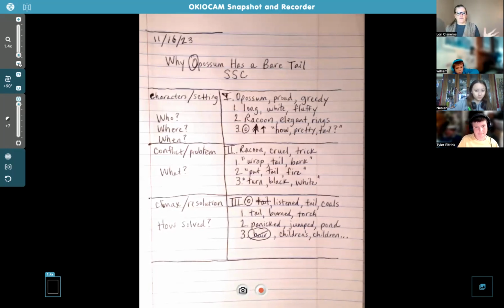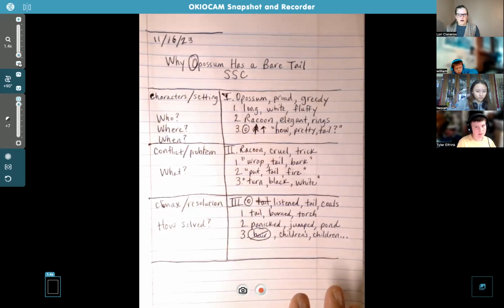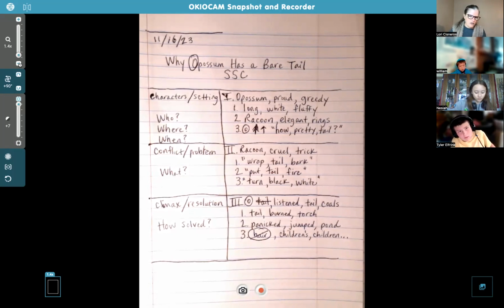Okay, so we did it. We got the story sequence chart. Here is the sequence. We only have 4 sentences in each paragraph, so it's not very long. If you want to add to this story, you can. You can add a little bit more detail about the characters or the setting or the situation. You could say, while his tail was on fire, he was screaming and running around the forest. You can add stuff like that if you want.